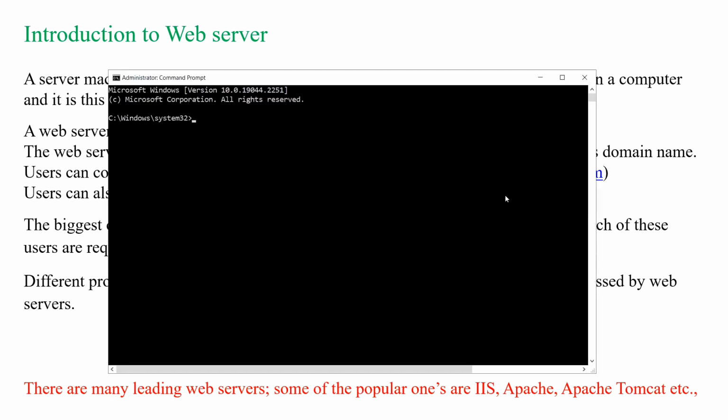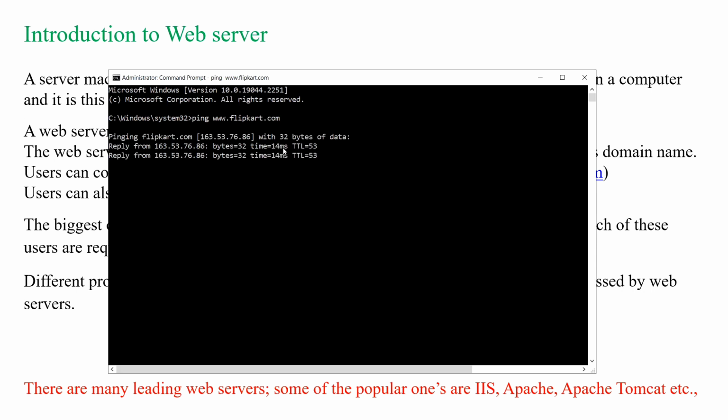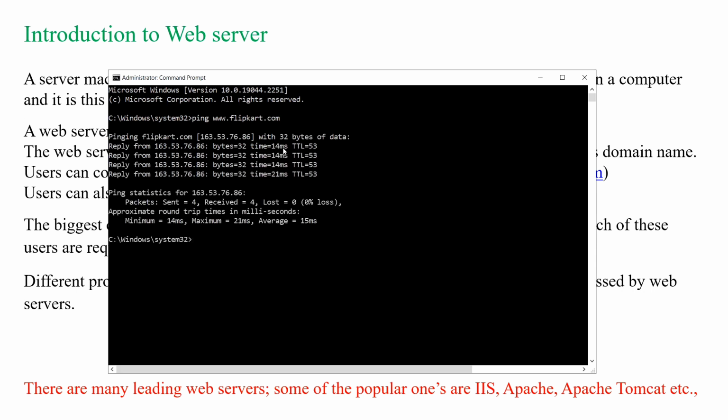Okay, so I have moved into my command prompt. There is a network command called ping. I'll type ping www.flipkart.com. So the moment I ping any website, for instance, I just took the example of Flipkart, do you see the IP address? This is the public IP address of this website called Flipkart. So how to access this website? I'll come back to my Google Chrome.